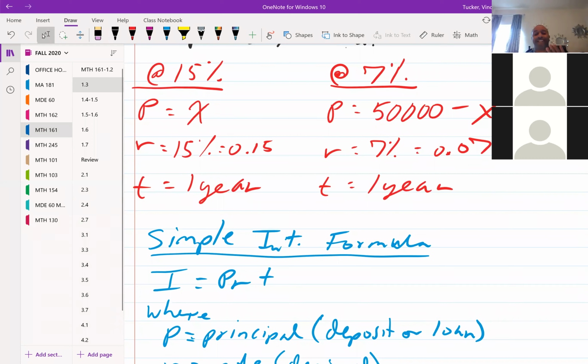So I'm going to deposit X in 15%, and then in my 7% account, I'm going to deposit 50,000 minus X. Once again, it doesn't matter which one you call X and which one you call 50,000 minus X. When you do all of your calculations, eventually you'll come up with the same answer.